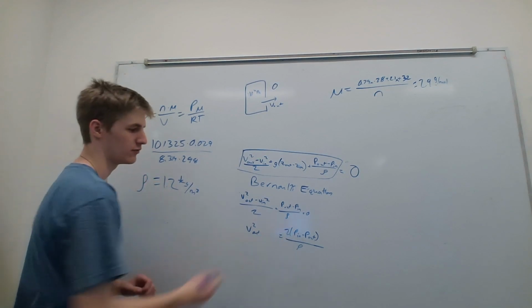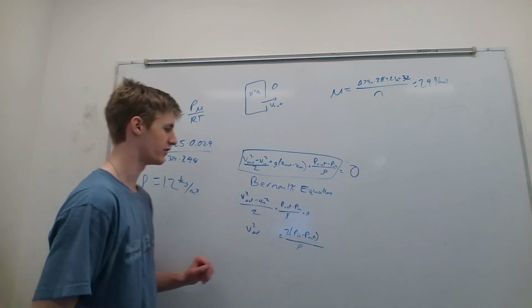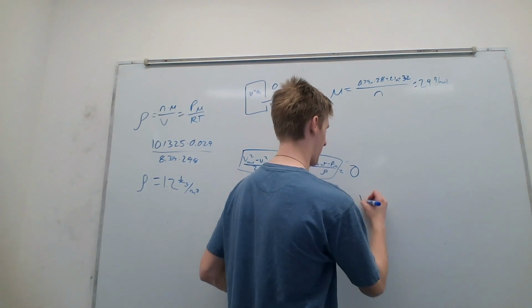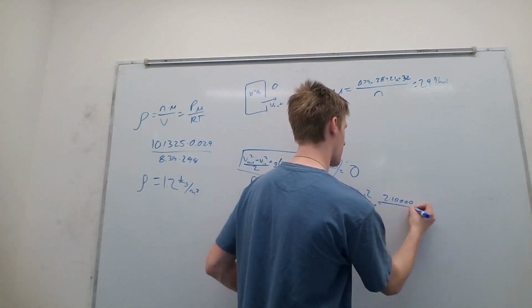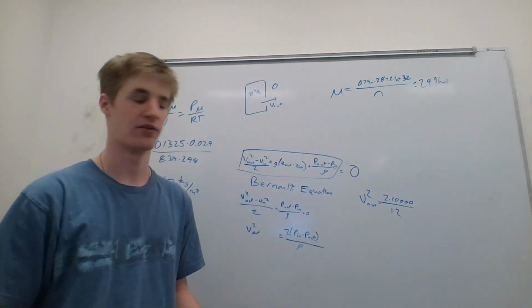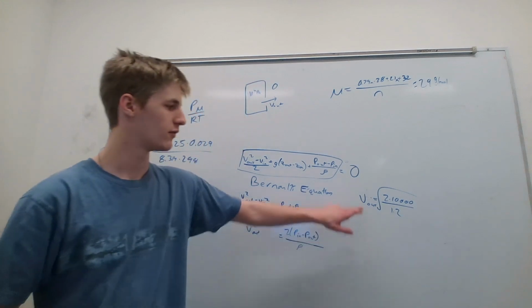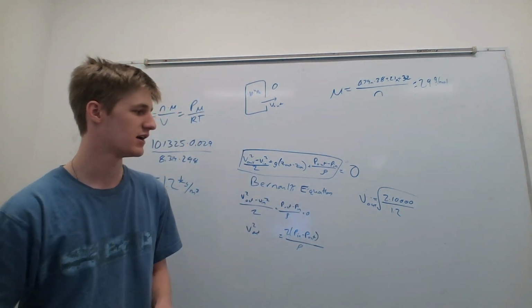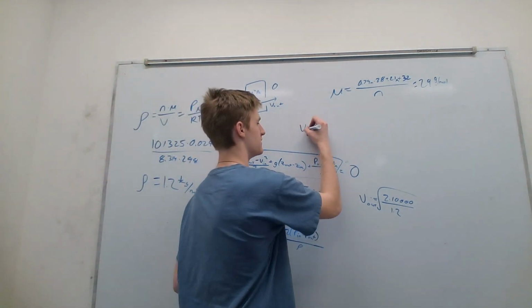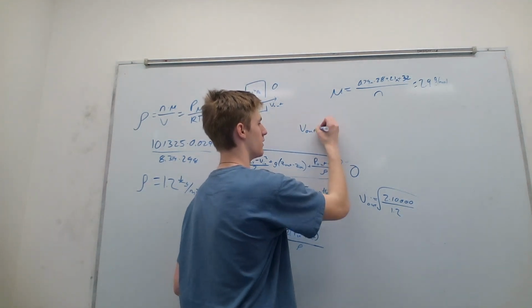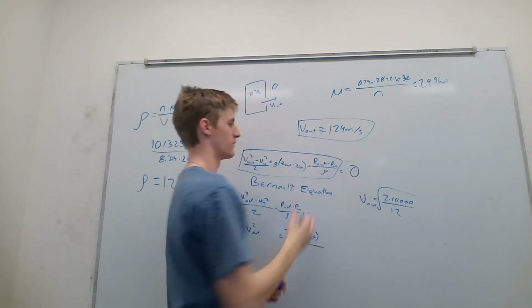Right, now plugging this into our equation down here. We have our density, we have our pressure difference. So 2 times 10,000 over 1.2. If we take the square root of both sides, we have the velocity going out of the system equals the square root of 20,000 over 1.2, which is approximately, we'll say, approximately 129 meters per second. And that is all for now.